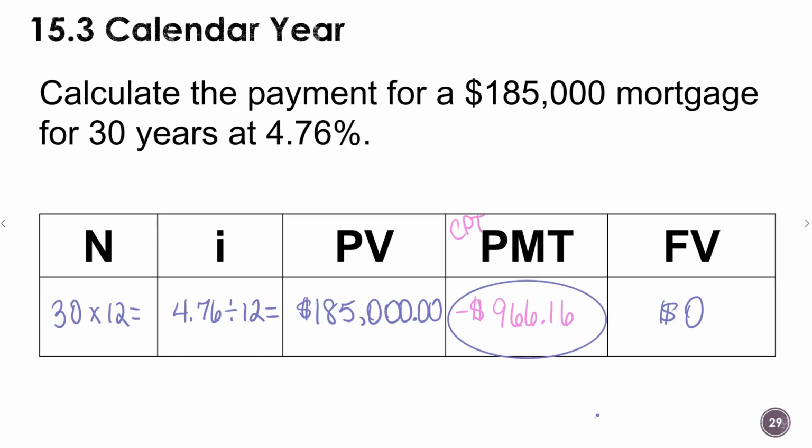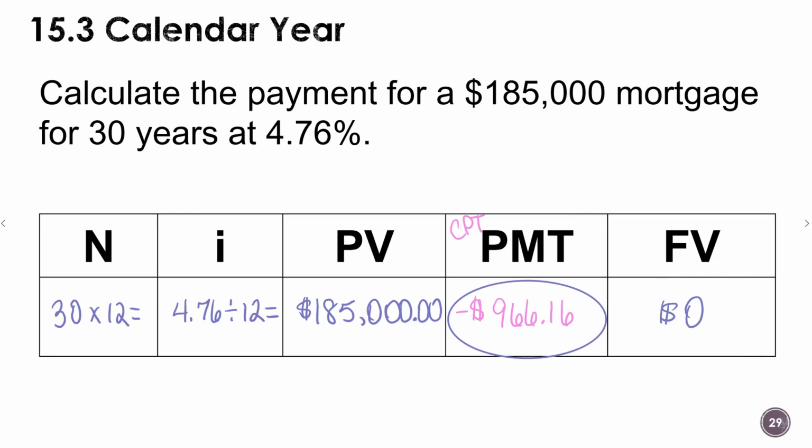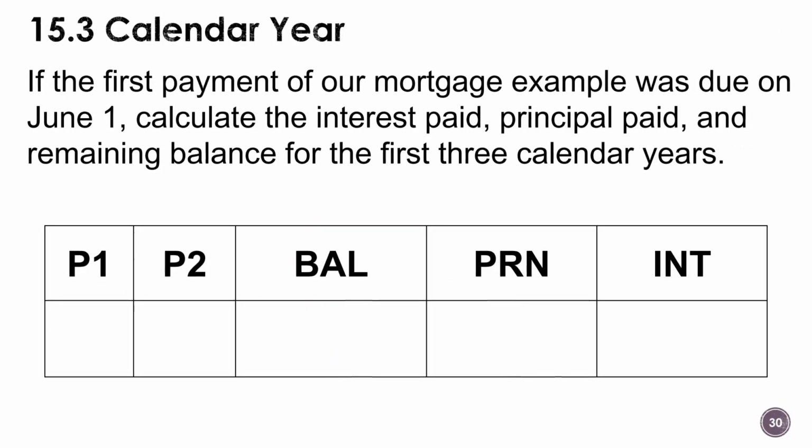Okay, so we've got our loan in. Keep it there. You can't clear out your loan, because if you clear out your loan, then you won't be able to use your amortization keys like you need to. Now it says, if the first payment of our mortgage example was due on June 1st, calculate the interest paid, principal paid, and remaining balance for the first 3 calendar years.